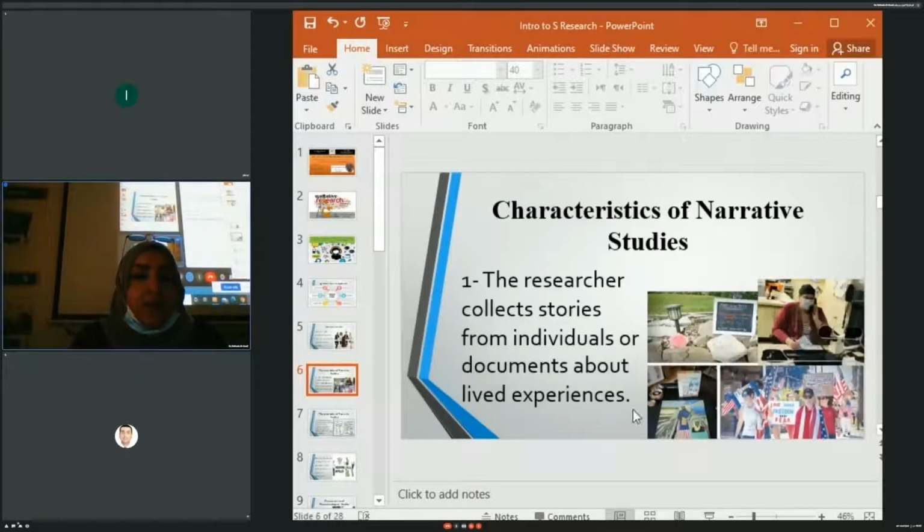What are the characteristics of narrative studies? From its name, narrative, you will sit and interview people, and then they'll start talking, telling stories and different reflections about their lives, what they go through, etc. The first characteristic is that the researcher collects stories from individuals or documents about lived experiences. Back to our example about mothers, we can interview mothers, even in our neighborhood.